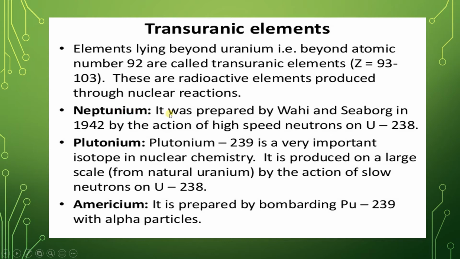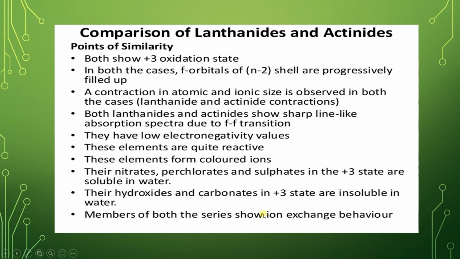Neptunium was prepared by Vahe and Sieber in 1942 by the action of high-speed neutrons on uranium-238. Next, plutonium. Plutonium-239 is a very important isotope in nuclear chemistry. It is produced on a large scale from natural uranium by the action of slow neutrons on uranium-238. Americium is prepared by bombarding plutonium-239 with alpha particles.